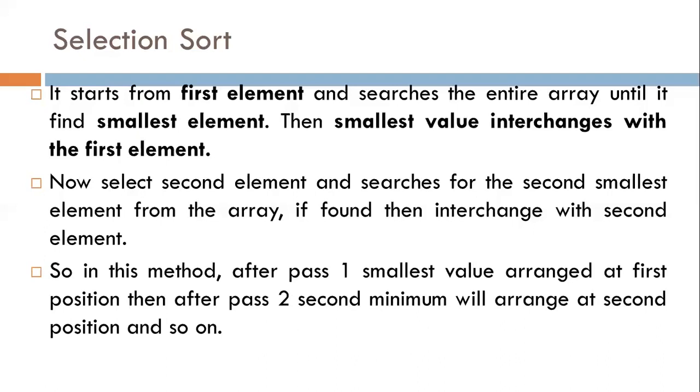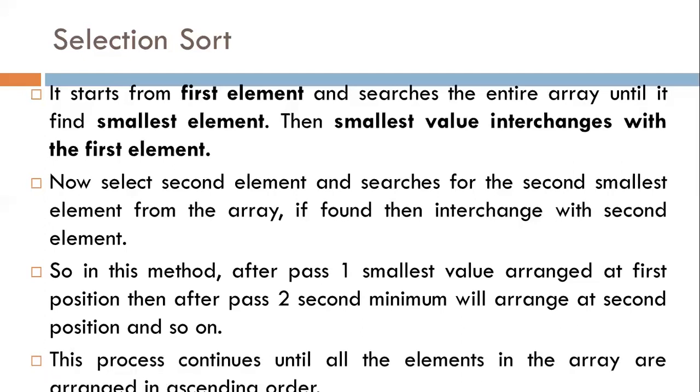So in this method, after completion of pass 1, the smallest value is arranged at the first position. Similarly, after completion of step number 2, the second smallest element is arranged at the second position, and so on. This process is continued for all the elements of the array, and at last, all the elements of the array are arranged in ascending order.